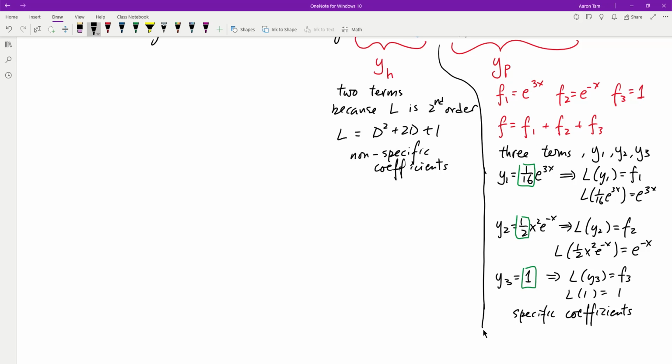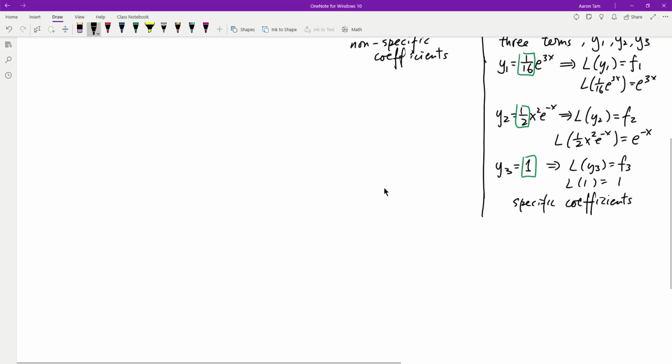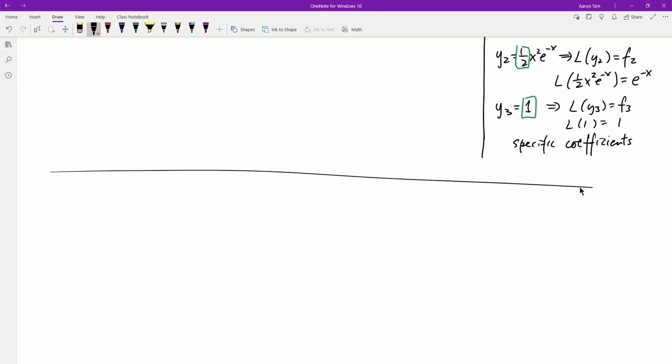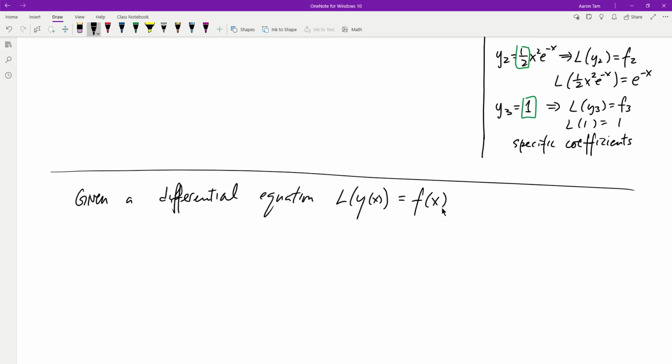So now the question is, how do we use that to our advantage? This is what the undetermined coefficient method basically does. The undetermined coefficient method basically states the following. Let's say you're given a differential equation in the form of L of y of x is equal to f of x. So we identify the independent variable as x.